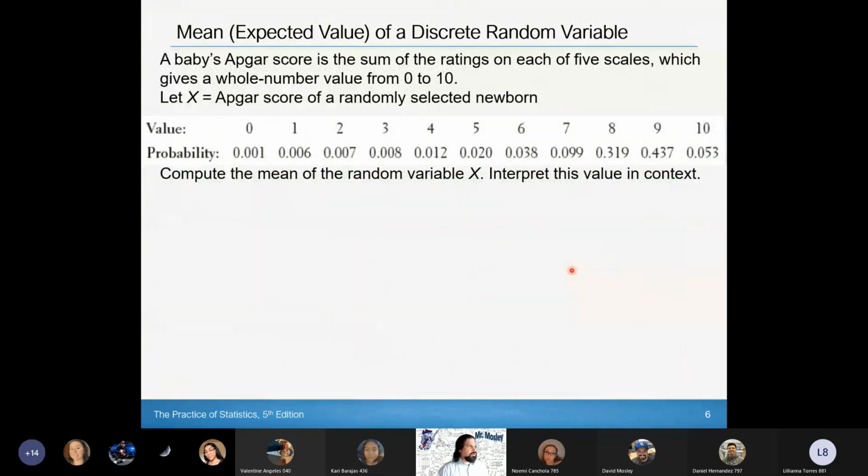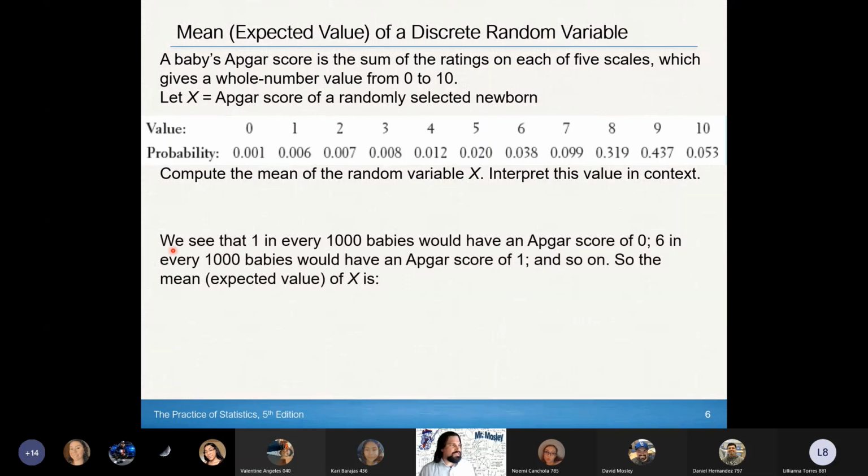So now let's look at an example of how to calculate the mean or expected value of a discrete random variable. We have this scenario: a baby's APGAR score is the sum of the ratings of each of 5 scales, which gives a whole number value from 0 to 10. Let x equal the APGAR score of a randomly selected newborn. So we have our probability distribution right here. There's a 0.001 chance of getting a 0, 0.006 of 1, 0.007 for 2, and so on through the list. We're going to compute the mean of the random variable x and interpret this value in context.